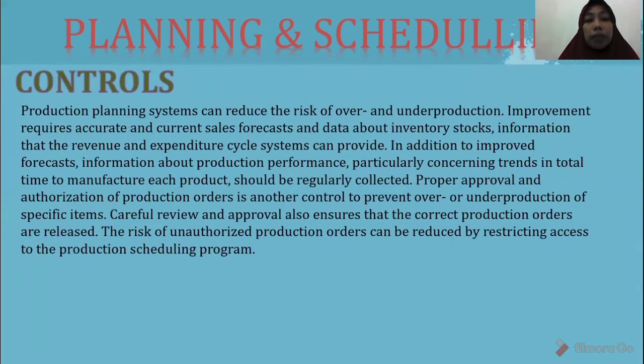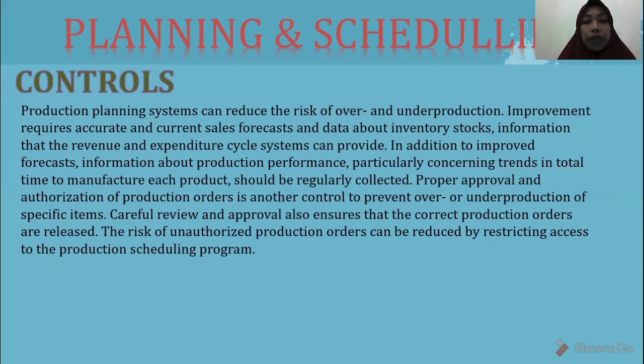Production planning systems can reduce the risk of over- and underproduction. Improvement requires accurate and current sales forecasts and data about inventory stock, information that the revenue and expenditure cycle systems can provide. In addition to sales forecasts, information about production performance, particularly concerning the total time to manufacture each product, should be regularly collected.